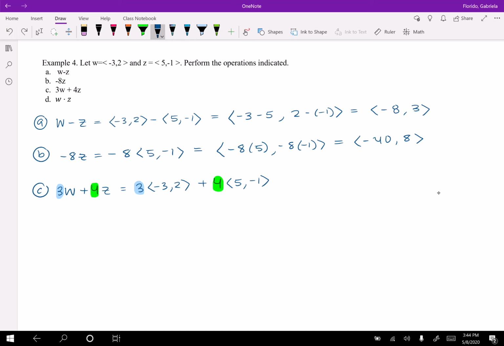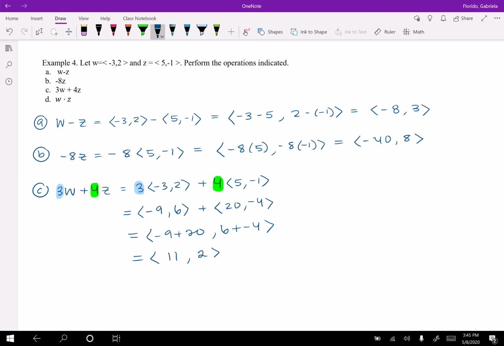Let me actually do the work vertically instead of horizontally for this problem. So 3 times vector W is going to give us <-9, 6>, plus 4 times vector Z, which is <20, -4>. And now we add component-wise. So we're going to have -9 plus 20, 6 plus -4. This is going to create the vector <11, 2>.